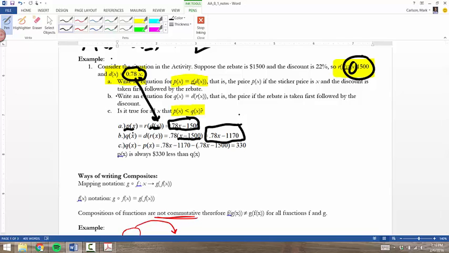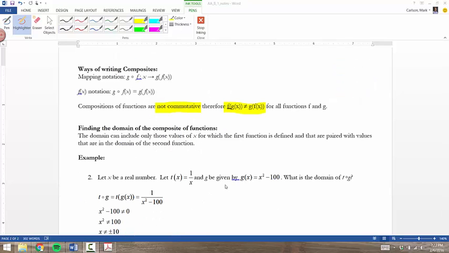Now part C of the question says, is it true for all x that p of x is less than q of x? In other words, is it true that if I take the discount and then the rebate, that would always be less than if I take the rebate and then the discount? Okay, let's just see if that's true. Well, if I put 0.78x minus 1170, that would be our q of x, and we're going to subtract p of x from it. You'll notice that I always get a value of 330, and what that tells me is that p of x is always going to be $330 less than q of x.